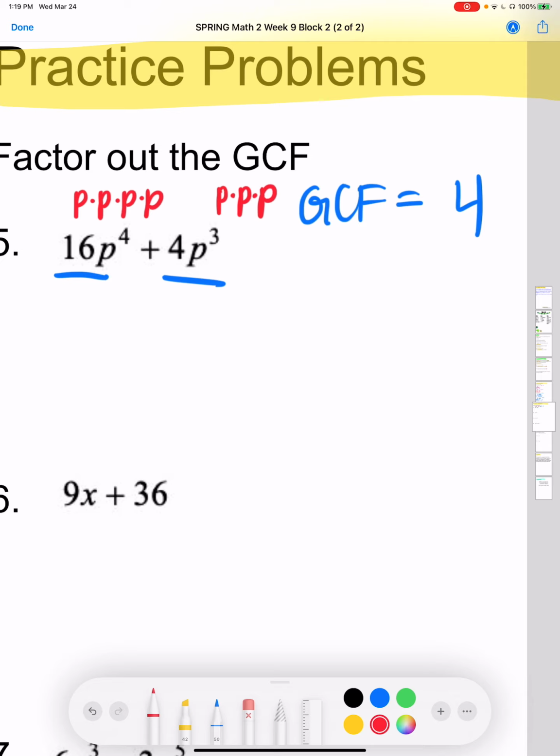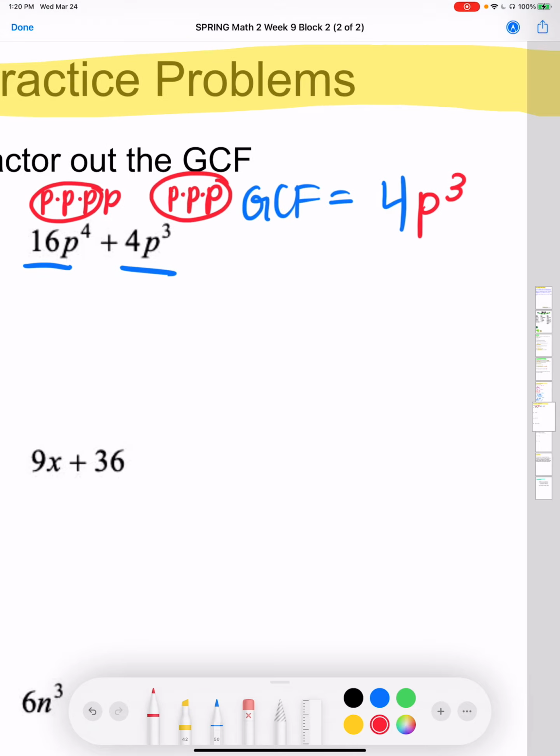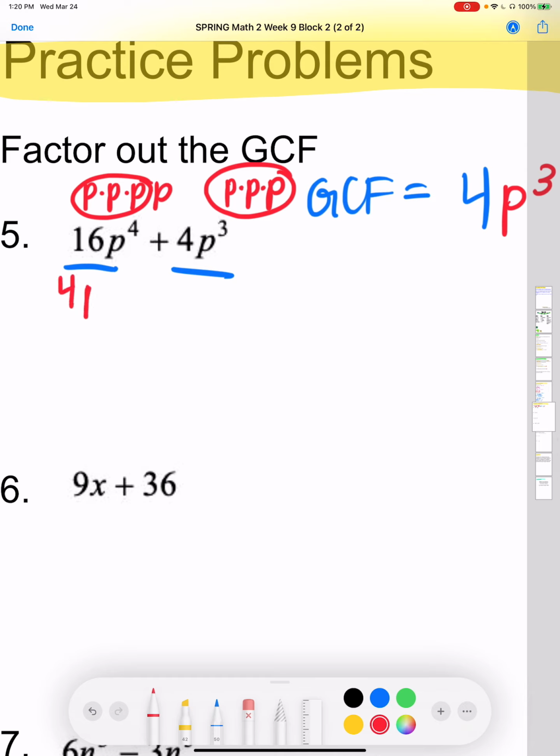So remember that when you're thinking of a greatest common factor, you're thinking of the largest number that you can factor out. So here I can actually factor out 3 p's from each. That's the most I can factor out. I cannot factor out 4 because I don't have enough here. Okay, I only have 3. I could factor out 1, I could factor out 2, but the greatest would be 3. So I'm going to put 4p to the 3rd power as my greatest common factor. So I'm going to go ahead and divide each term by 4p to the 3rd.